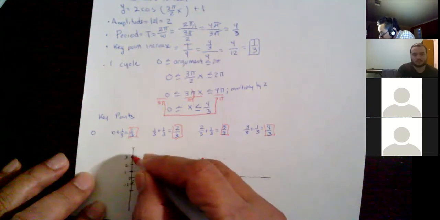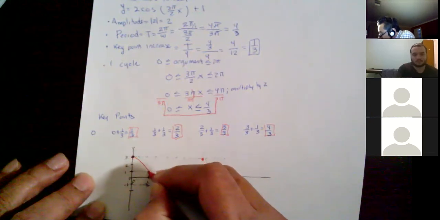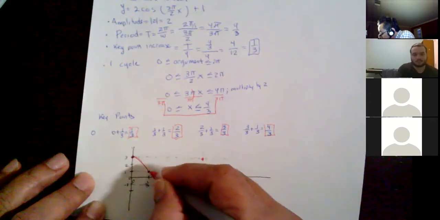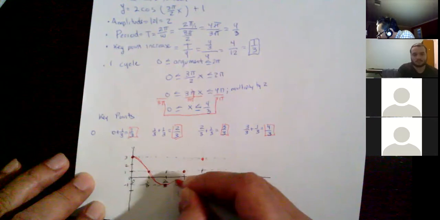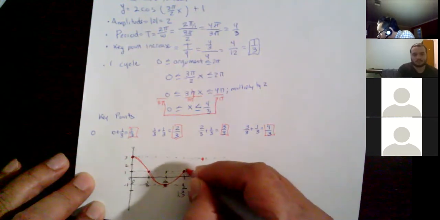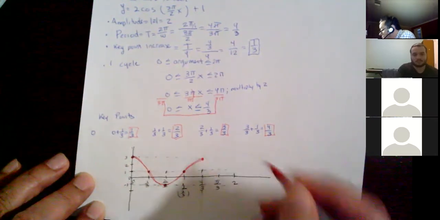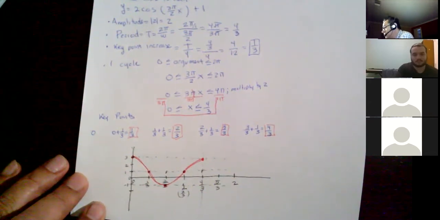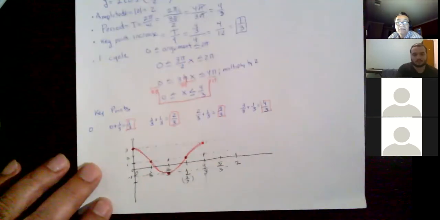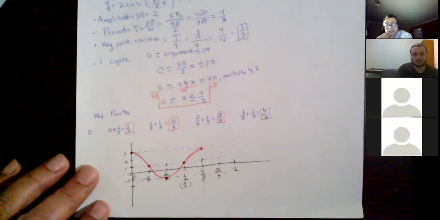And if we connect these points right here, this is how it looks. That is the function y equals 2 cosine of 3 pi divided by 2 times x plus 1. All right, let me know if you have any questions.